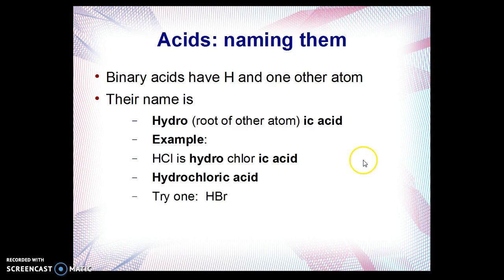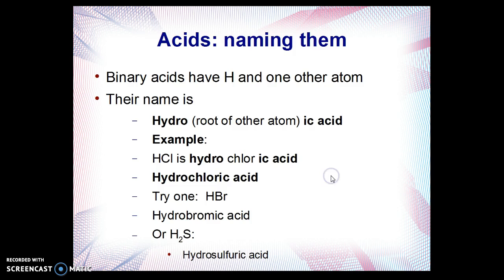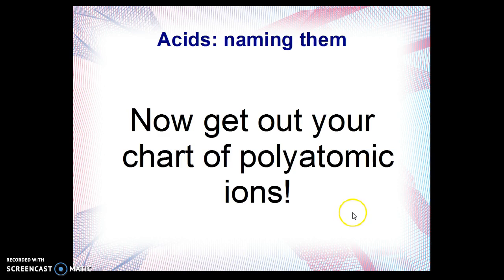You try one, HBr. Hopefully you got hydrobromic acid. Try this one, H2S. Now if it's a gas, it's hydrogen sulfide, or dihydrogen sulfide as some would say, but as an acid, it's hydrosulfuric acid. Now notice, this is not sulfuric acid, which is H2SO4. This is hydrosulfuric acid. Now, you should get out your chart of polyatomic ions, something you actually ought to have memorized.